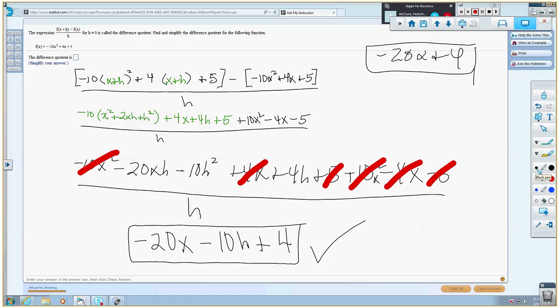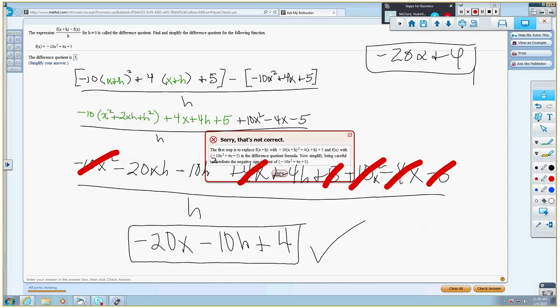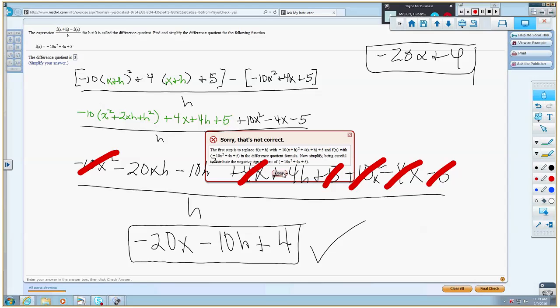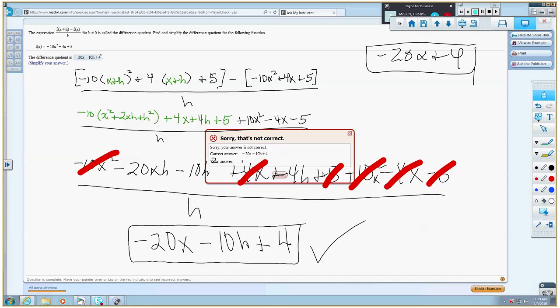So if you can't do that one, then you can pretty much consider yourself failure. So I'm going to put a 3 there. And check answer and final check. That should be your answer. Negative 20x minus 10h plus 4. And you feel good about yourself. Correct?